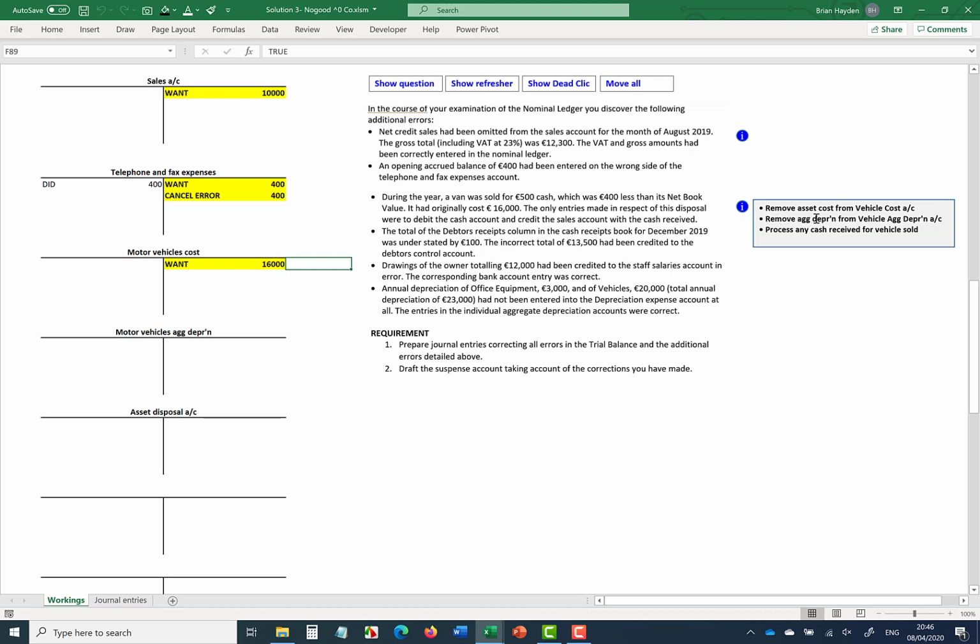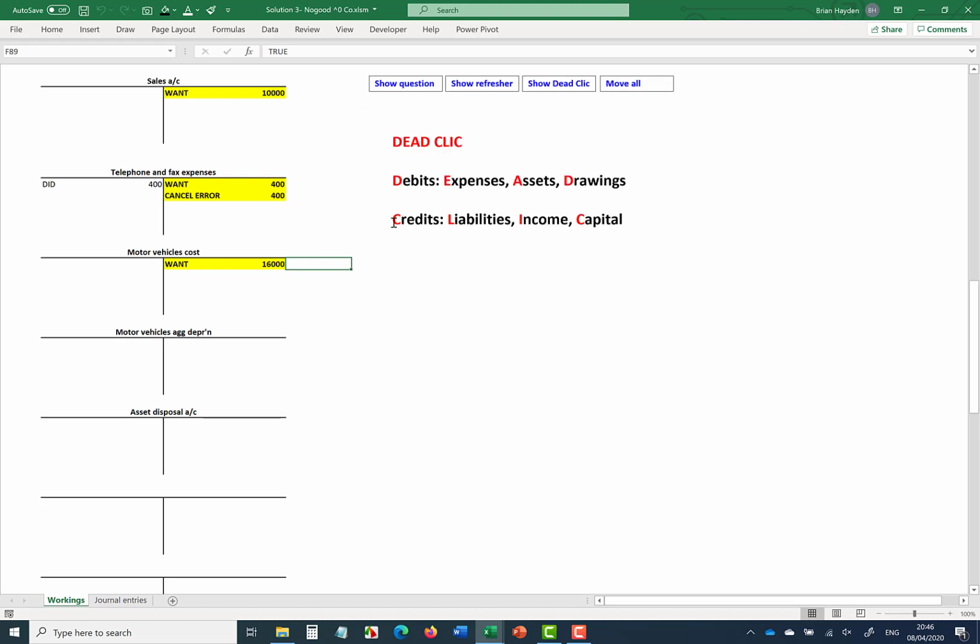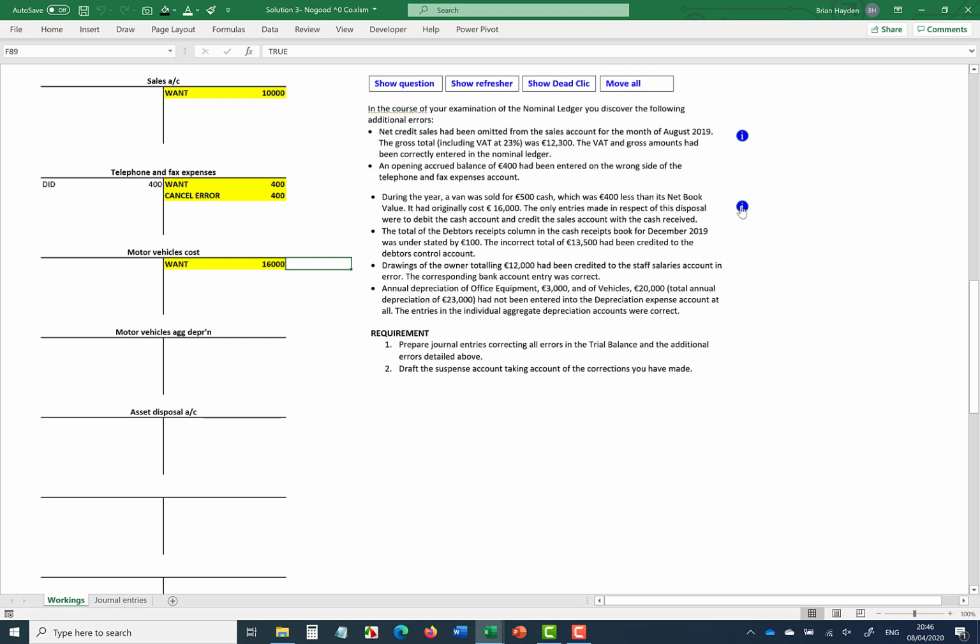We also want to remove aggregate depreciation from the aggregate depreciation account. From the previous video, aggregate depreciation is technically known as a provision, which is a special type of liability, a future estimated loss. Liabilities go on the credit side, as the mnemonic tells me, credits for liabilities. So to remove the value, we want to debit it. Again, we're going to have to do that because it wasn't actually done.